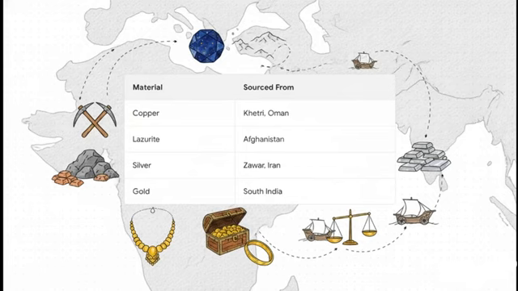Copper was heavily mined in Khetri, Rajasthan. They brought silver from Zawar and Ajmer, and their gold came all the way from Karnataka in South India. They were even importing lazurite from Afghanistan.